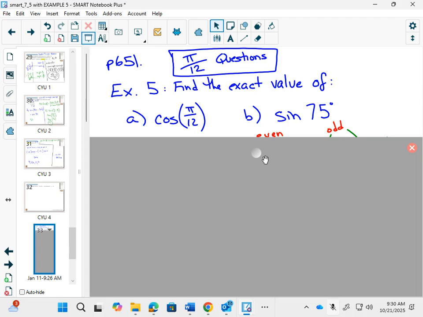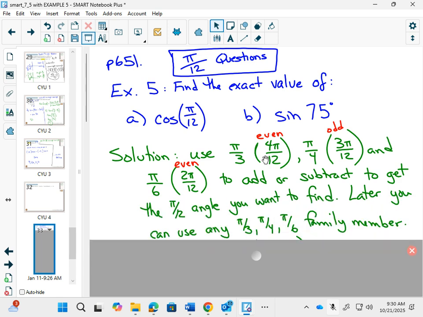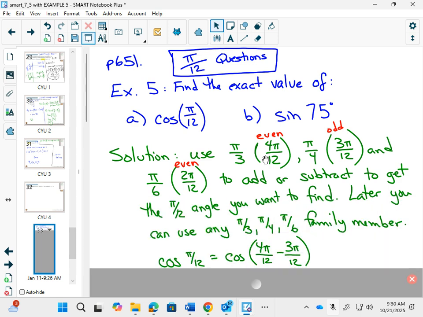And the strategy that we're going to use is here. We're going to use the pi over 3, the pi over 4, and the pi over 6 families that we already know on our unit circle. And we're going to add or subtract them to get the pi over 12 family. Now, each of those pi over 3, pi over 4, and pi over 6 families, I've changed them so that they have a denominator of 12.